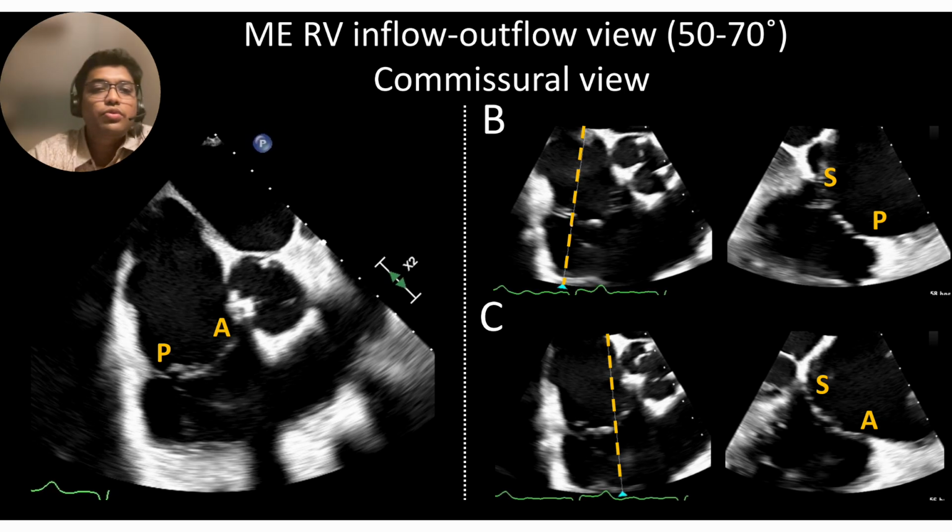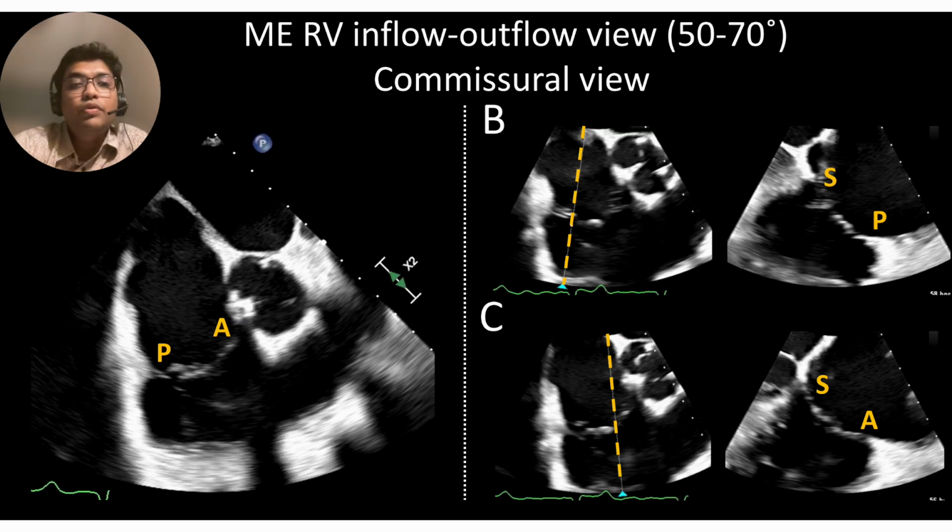Now this is one of the most important views for this procedure. That is mid-esophageal RV inflow outflow view at about 50 to 70 degree, where your tricuspid valve remains mostly at the center of the screen, where you can see your anterior leaflet and your posterior leaflet. Anterior leaflet is close to your aortic valve and posterior leaflet opposed to that.